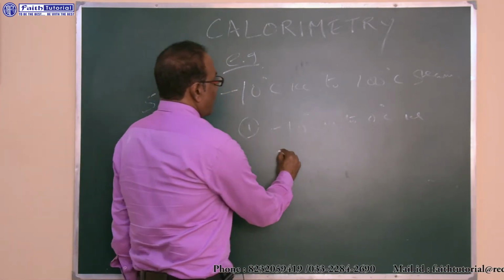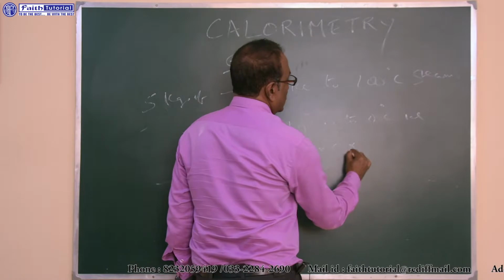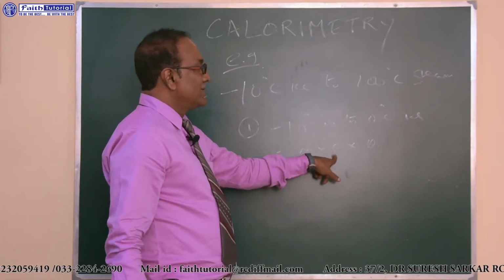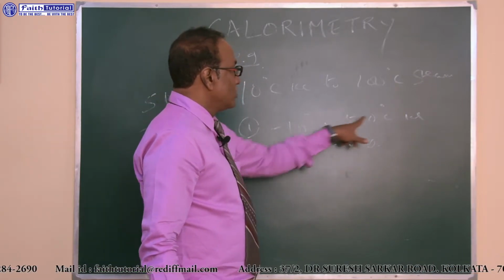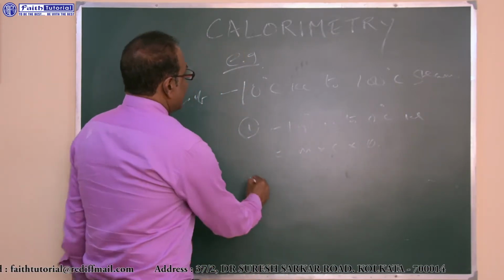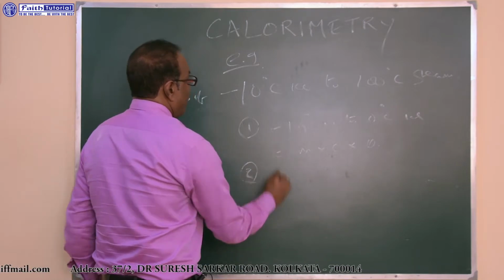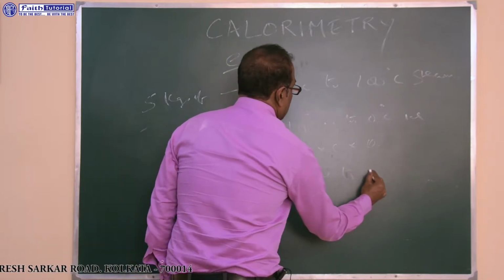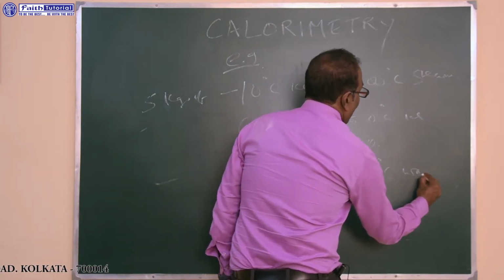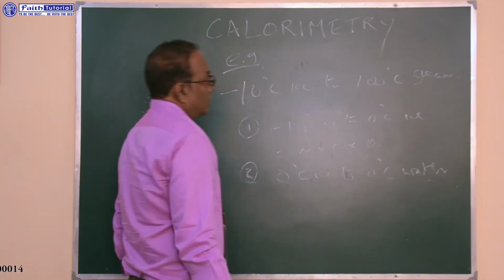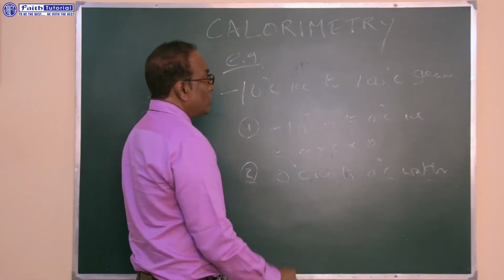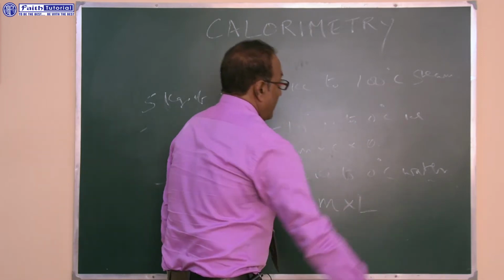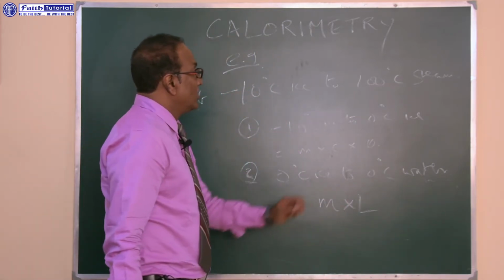Since there is a change in temperature, the formula is m into c into theta. Here the mass is the mass of the ice, c is the specific heat capacity of ice, and theta is the change in temperature, that is minus 10 to 0, that is 10. The second step: 0 degree centigrade ice will convert to 0 degree centigrade water. There is no change in temperature, there is only a change in state. Therefore, the formula is m into L, mass into latent heat of fusion.